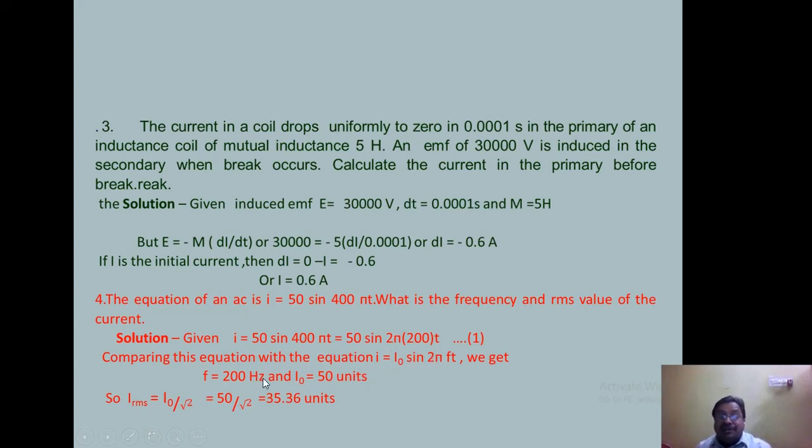Why hertz? Nothing is given, because cycle per second remains the same whether you are taking CGS unit or SI unit, right? So f is known, I0 is known. What is the virtual value or RMS value of current? It is I0 by root 2. If it is I0 by root 2, put I0, it is 50 by root 2, and after calculation it is 35.36 ampere.